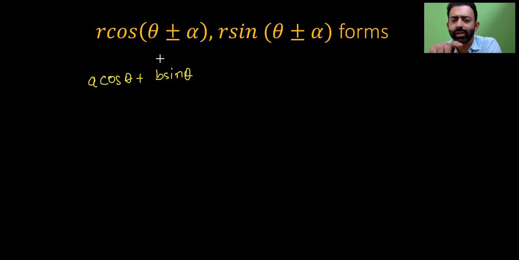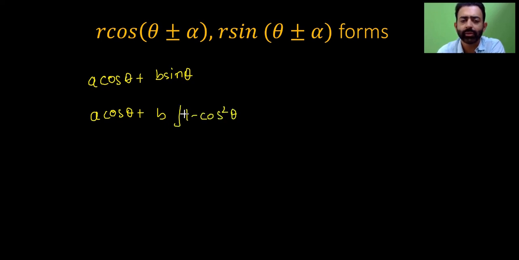Since these are two different types of trigonometric ratios, sin theta and cos theta, we have to remove one of them. There may be different ways to do this. The most obvious way is to represent sin theta in terms of cos theta using the identity sin square theta plus cos square theta equals 1. So I can replace sin theta, and b times sin theta will be b times the square root of 1 minus cos square theta.